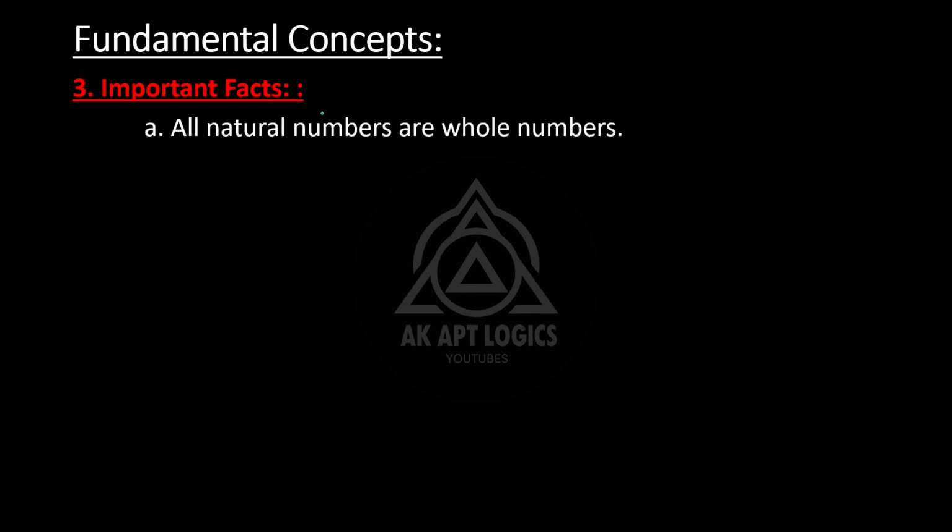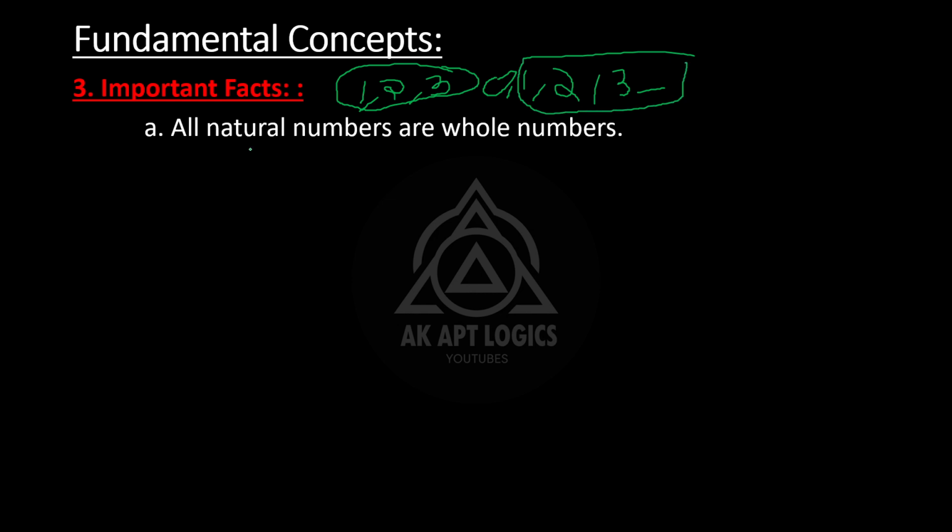All natural numbers are whole numbers. How is this possible? Natural numbers start from 1, 2, 3, and so on, whereas whole numbers start from 0, 1, 2, and 3, right? And so on. It also extends up to infinity. So the numbers 1, 2, 3, and so on up to infinity are also present in whole numbers, right? So we can say that all natural numbers are whole numbers.